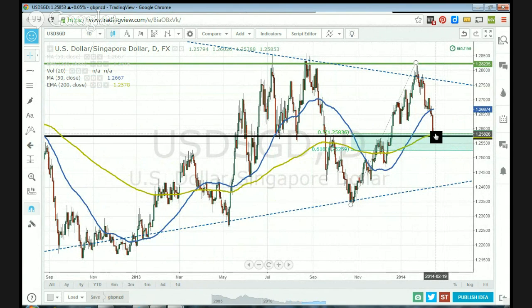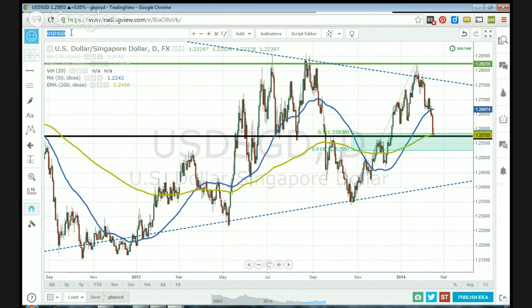However, like I mentioned, this support level is a little bit in question because it looks like the wedge. The wedge is the dominant pattern that I'm seeing here. So we'll see if it can fall to the top or bottom of that. Okay, so that's dollar Singapore.